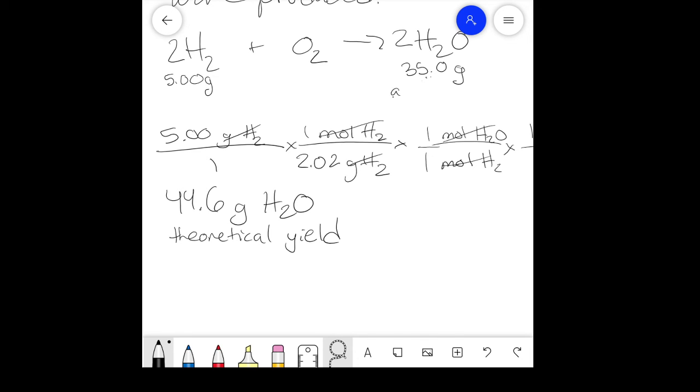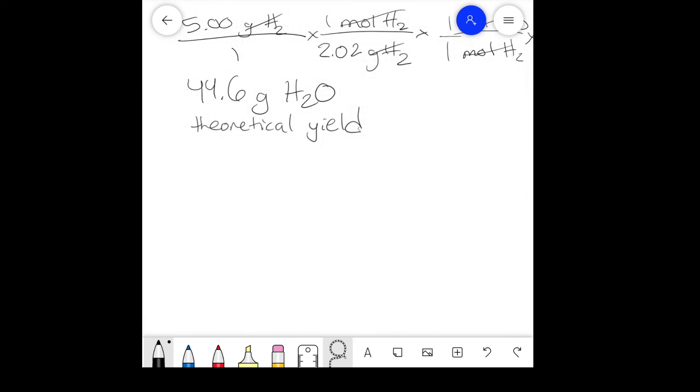This 35 is our actual yield. That's what we got in the lab, where things can go a bit awry sometimes, and you might just not have done it correctly. A lot of times, for the most part, your theoretical yield will be bigger than your actual yield, since you'll probably lose some stuff to just human nature.